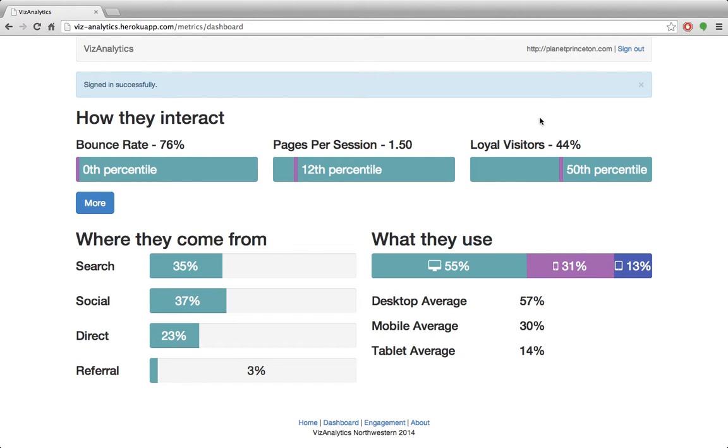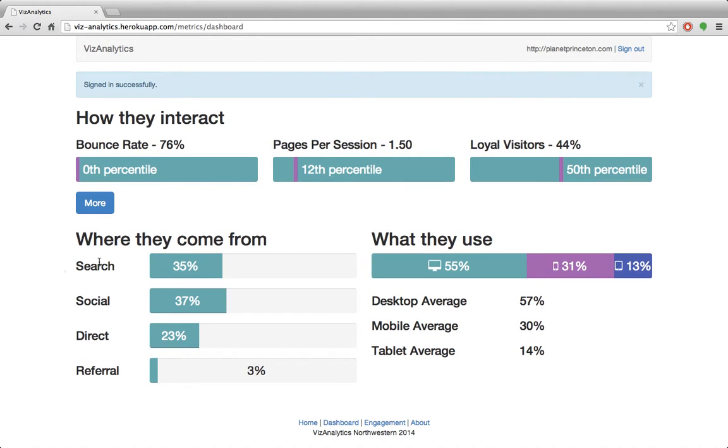Loyal visitors over here is a metric which we invented ourselves. It's a measure of the average number of users that visit the page on average one time per week. So what VizAnalytics does is take the data from the previous month. So every visitor that was there 5+ times is a loyal visitor. Everyone else is not. You want that number to be as high as possible, and as you can see here, Planet Princeton was in the 50th percentile for the previous month.